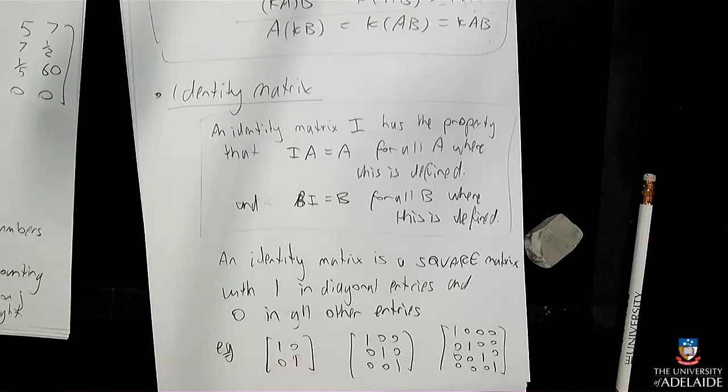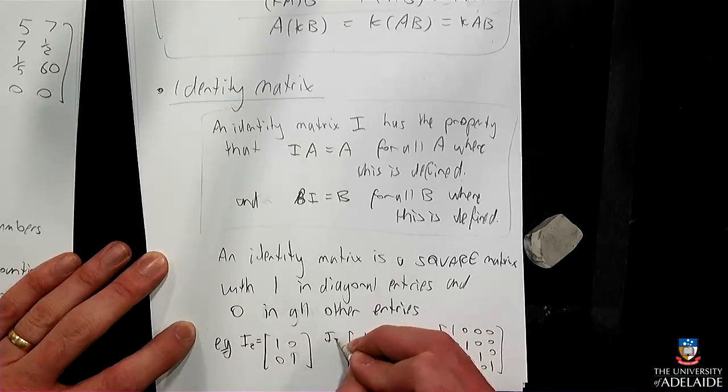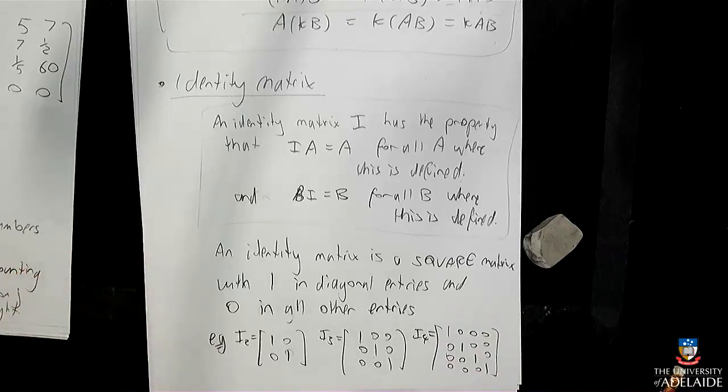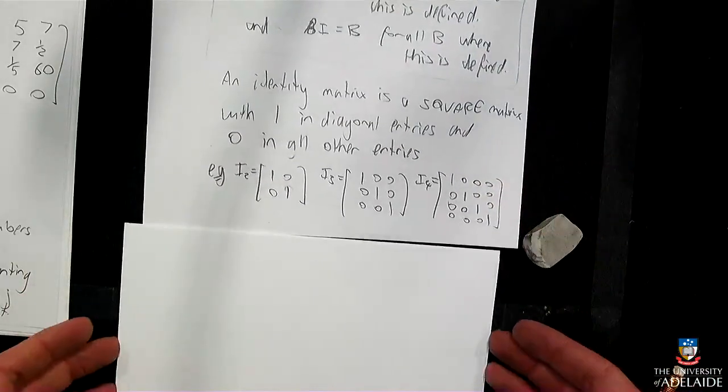If you really want to specify exactly which identity matrix you have, you can put a little number next to it to say which size it is. So you can say this is the identity matrix of size 2, and this is the identity matrix of size 3, and this is the identity matrix of size 4. But usually in context, you will know what size it is by the matrices that it's attempting to multiply by. And so you don't really usually need to specify unless you're being extremely careful. Okay, that's the identity matrix.